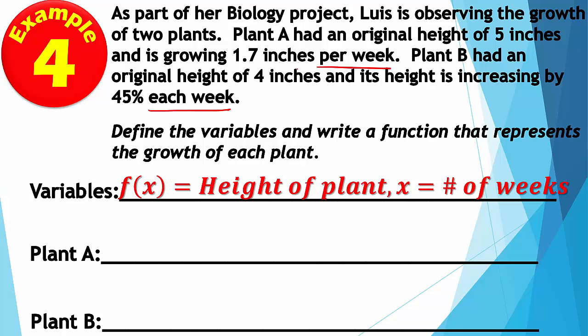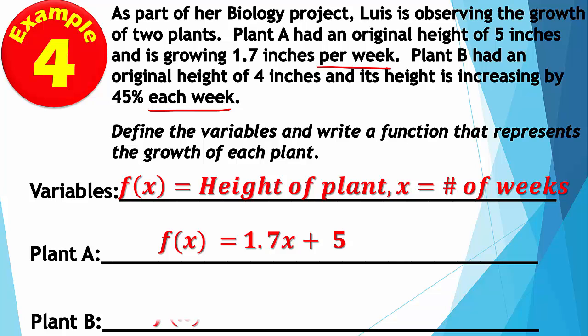So for plant A, we are adding 1.7 inches per week. So we have f of x equals its starting height, 5, plus 1.7x, and that gets our variable. So that 1.7x, that's how many inches it's growing. x is the number of weeks, plus the 5 inches that it originally started out at.